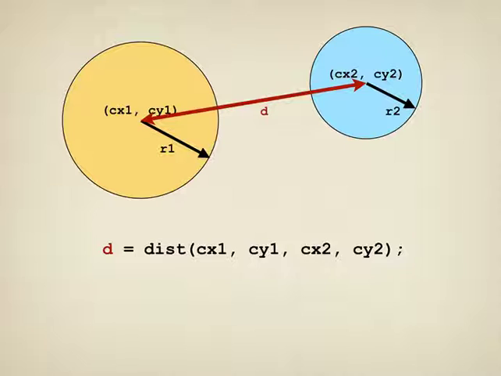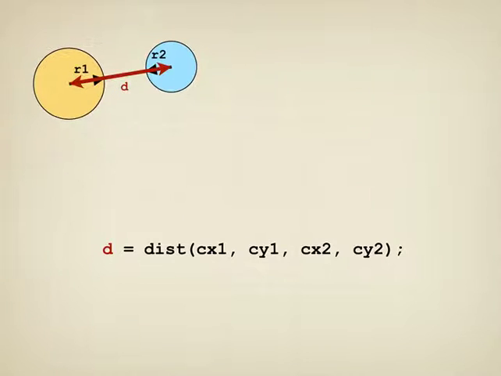Well, we know how to find d. All we have to do is use dist with the 2 circle centers. But now we ask, is there a way to use d to find out if the circles overlap? And the answer is absolutely yes. Here's one case where the circles don't overlap. In this case, the distance d is greater than the sum of the 2 radii. So d is greater than r1 plus r2 in this case. So we can test for that. And we might say, if d is greater than r1 plus r2, then do something in response to the fact that the circles don't overlap.